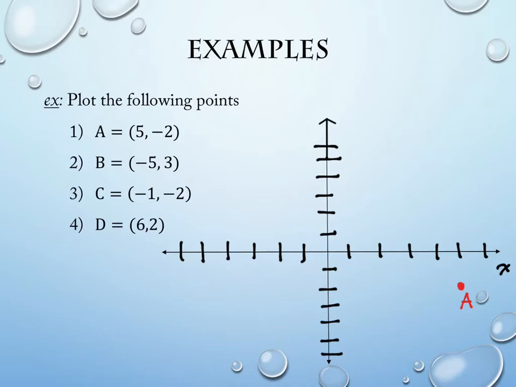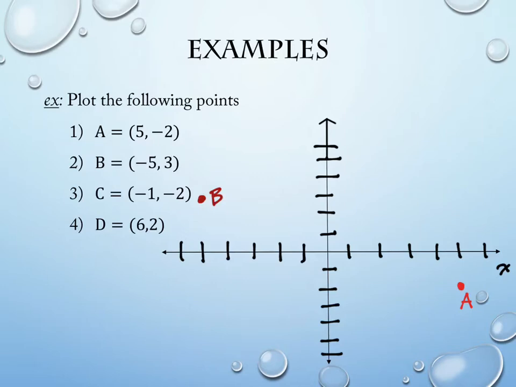All right, the next one, B, is -5, 3. So -5 means I'll go left 5. +3 means I'm going to go up 3. So left 5 and up 3 puts me about right here. And that's point B.